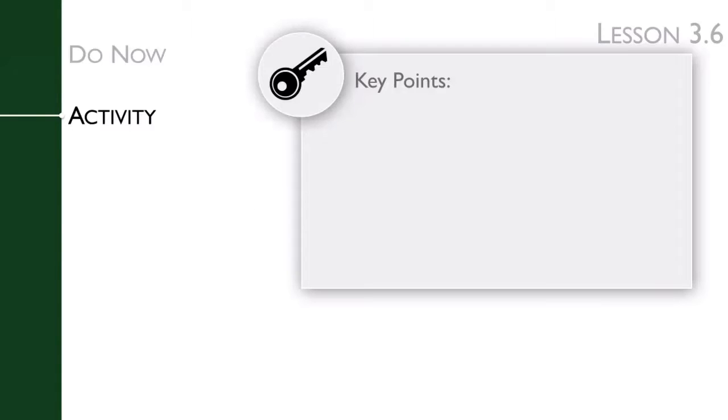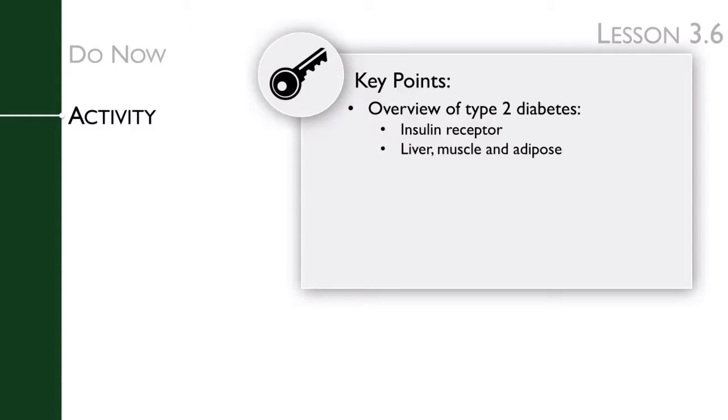The key points of this lesson's activity are to give an overview of type 2 diabetes, including that in type 2 diabetes, the insulin receptor no longer binds insulin efficiently, how metabolism of the macronutrients in the liver, muscle, and adipose is affected, and the long-term consequences if untreated, including amputation, loss of vision, and atherosclerosis.